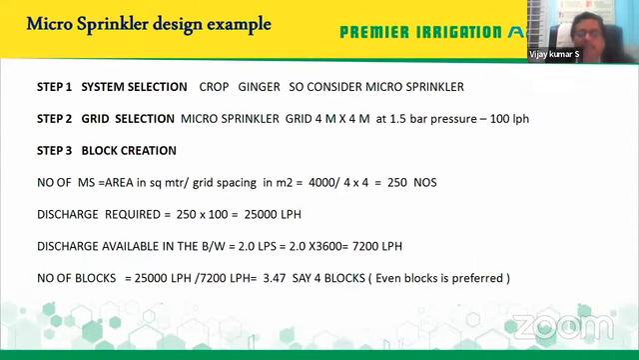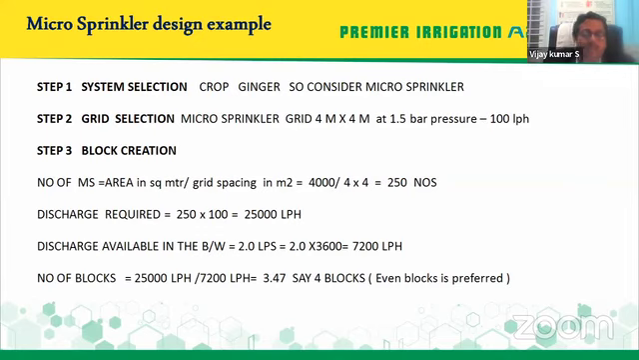Now, like the design of the drip irrigation system, I will follow the step-by-step procedure. Step number 1 will be to select the system based on the crop. My crop is ginger, so I will consider the micro sprinkler irrigation system. Second, I will have to go for the grid. What is the meaning of the grid? North and south and east and west. How am I going to place the micro sprinkler? It is going to be 4 meters in the north-south and 4 meters in the east-west. So I'm going to have a grid of micro sprinklers spaced 4 meters by 4 meters apart. And at 1.5 bar or 1.5 kg pressure, this micro sprinkler gives a discharge of 100 liters per hour. So this is the basic grid selection and the system selection.